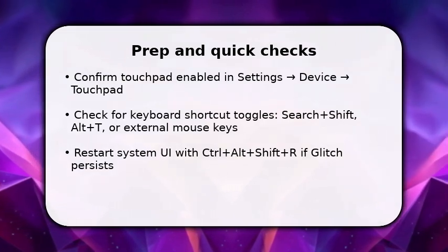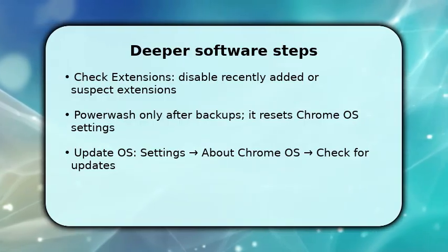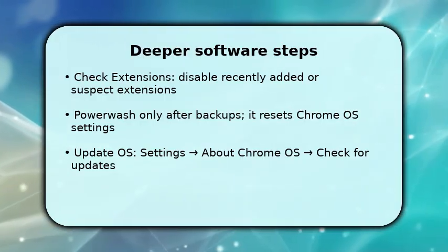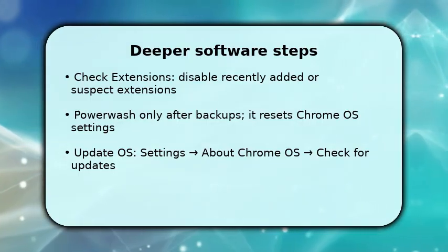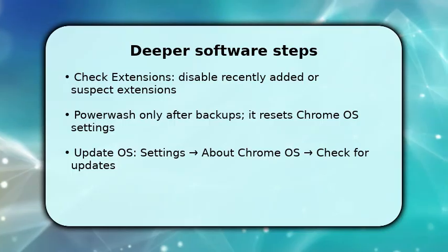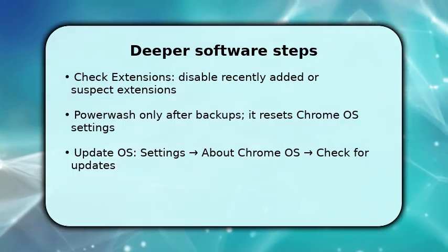You move into the detailed fixes. Disable extensions that modify input or UI because they can hide the cursor. Once disabled, reload tabs and test the pointer. This isolates extension conflicts. Next, ensure Chrome OS is up to date. Updates include driver and input fixes.